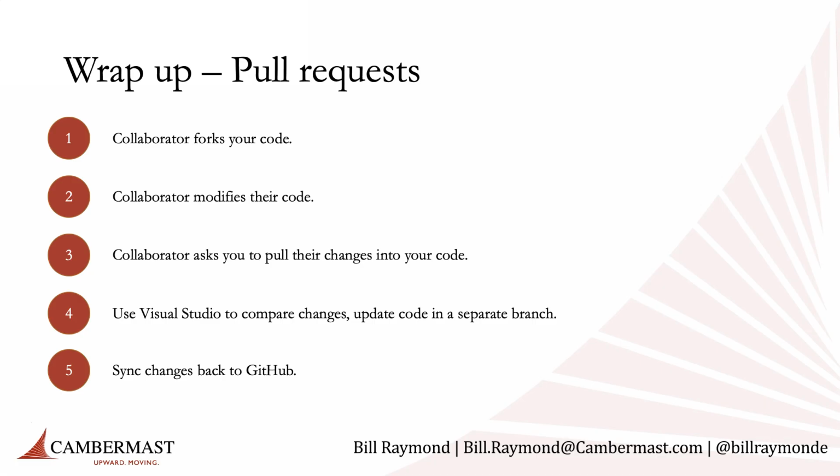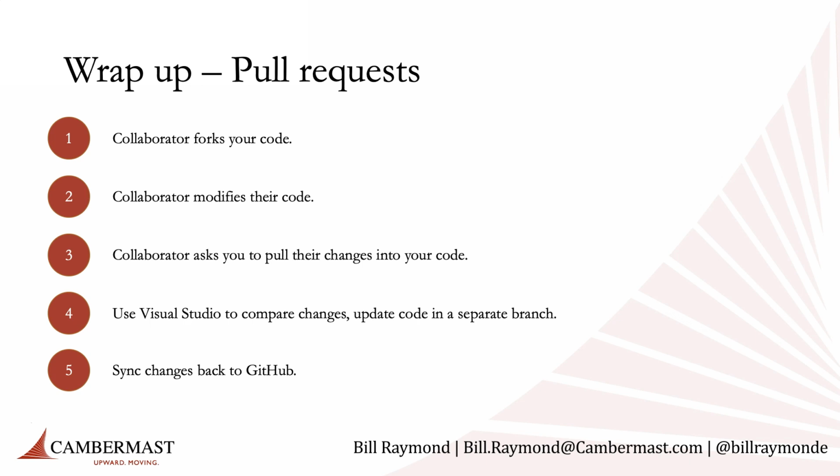Okay, let's wrap up. First, we'll talk about pull requests. What's really important to know is that when someone wants to change your code, they don't just go into your repository and start making code changes. They fork your code. That creates a copy on their GitHub site. Next, the collaborator will modify their code, test it out, see what they think, and then they might ask you to pull their changes into your code. Hey, this is a great idea. Bill, do you want to take this and put this into your code?